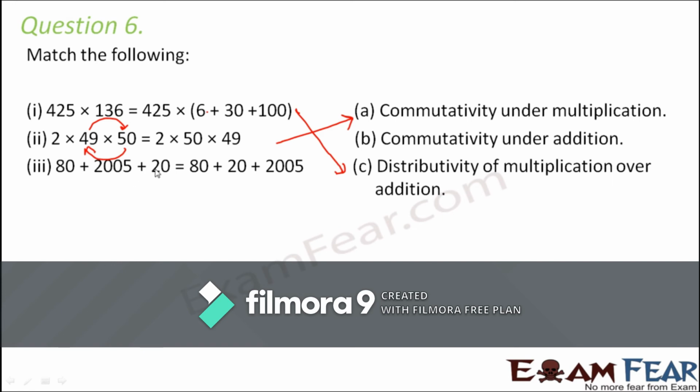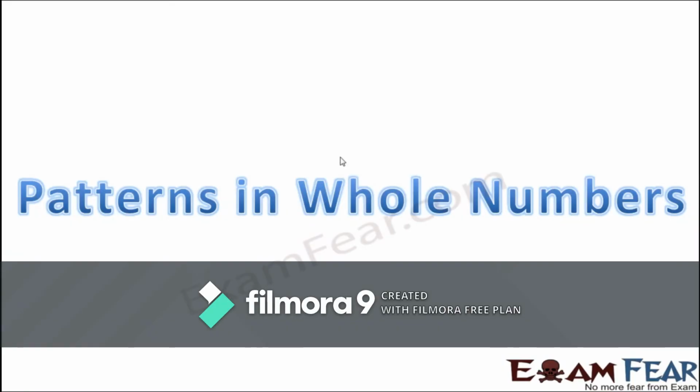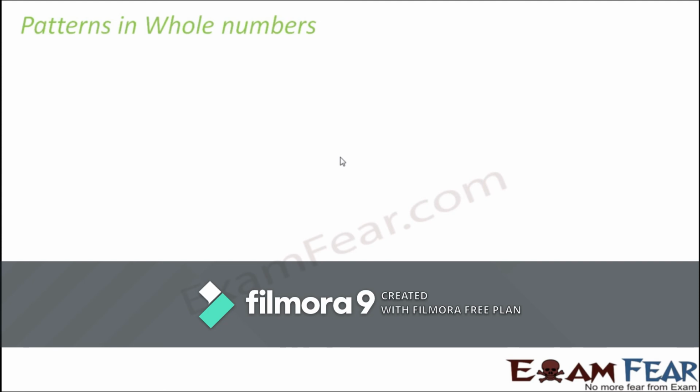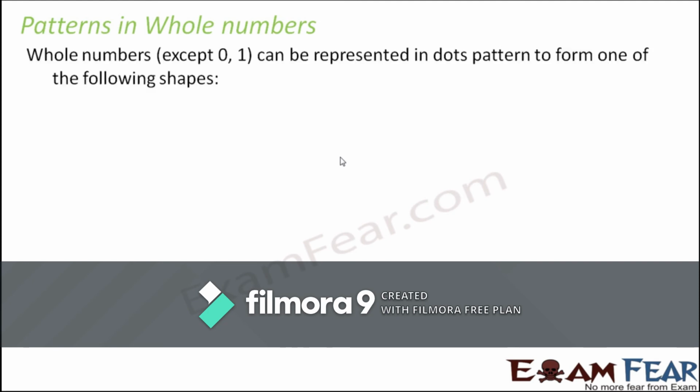The last one, 80 plus 2005 plus 20 is equal to 80 plus 20 plus 2005. Here also you see that just the positions have changed. So that is also commutativity, but this time it is addition. So commutativity under addition. About various operations, various properties of whole numbers, it is time to talk about something very interesting. We will learn about patterns in whole numbers. You must be thinking, what kind of patterns in whole numbers?